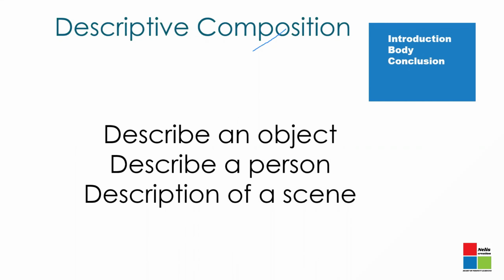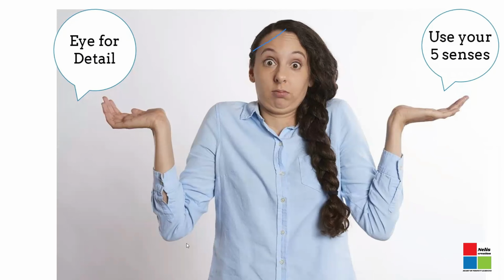So today we're going to discuss descriptive composition, descriptive essay writing. And descriptive essay writing can come in any way. You may be asked to describe an object, or you can even be asked to describe a person or even describe a scene. Take a sample question. And yes, if you're writing a descriptive essay, the thing that you have to remember is you need to have an eye for detail. Now, what do I mean by having an eye for detail? This means that you need to include more descriptions in your essay writing.